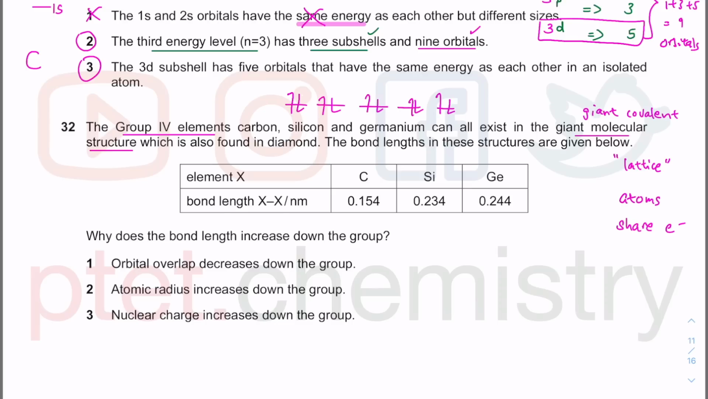What can we say? The bond length are getting shorter. So it gets shorter from here to here, but then it gets a bit longer again. Why does the bond length increase down the group? Does it get longer or shorter? No, it gets longer, sorry. Yeah, I see it now, okay? So this is 0.15, 0.23, 0.24. So the bond length increases. So the covalent bond gets longer.